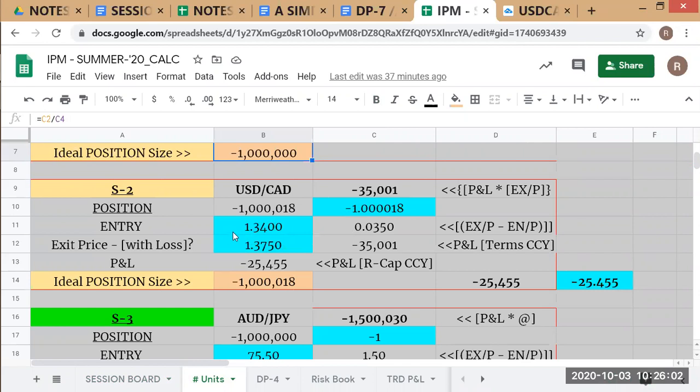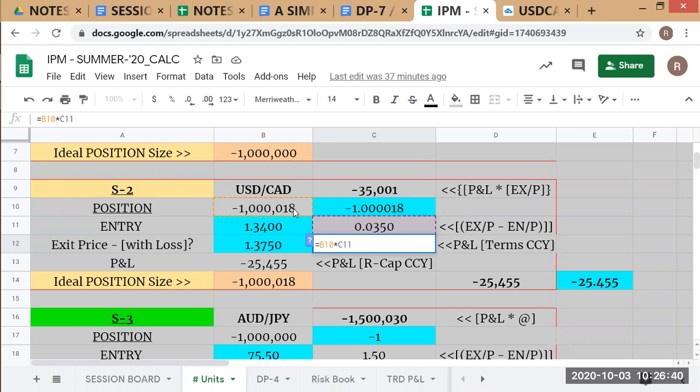But essentially, I have decided that I want to go short and my entry is here. My exit is going to be here. Now my problem is I don't know what my ideal position size is. I'm trying to figure that out. I do know that if I do this kind of position size, just over $1 million, the P&L in my terms currency is going to be this. This is the exit minus entry price times the position size, which is my projected position size.